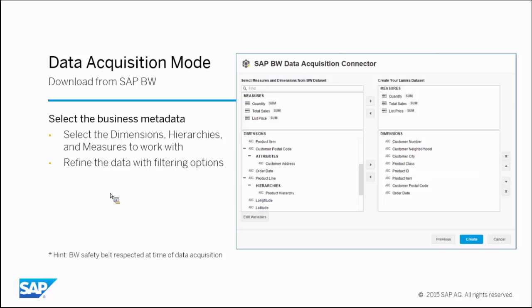So the next step, once you provide the values for the variable prompts, is the exploration mode, where you can select the dimensions and measures which are required for your analysis. So we do recommend you make a choice of measures and dimensions right here which are required for your analysis, rather than pulling in all the measures and dimensions to the tool. And one important thing to highlight here is if you have configured BW safety belt on the BW system while acquiring the data, that would be respected.